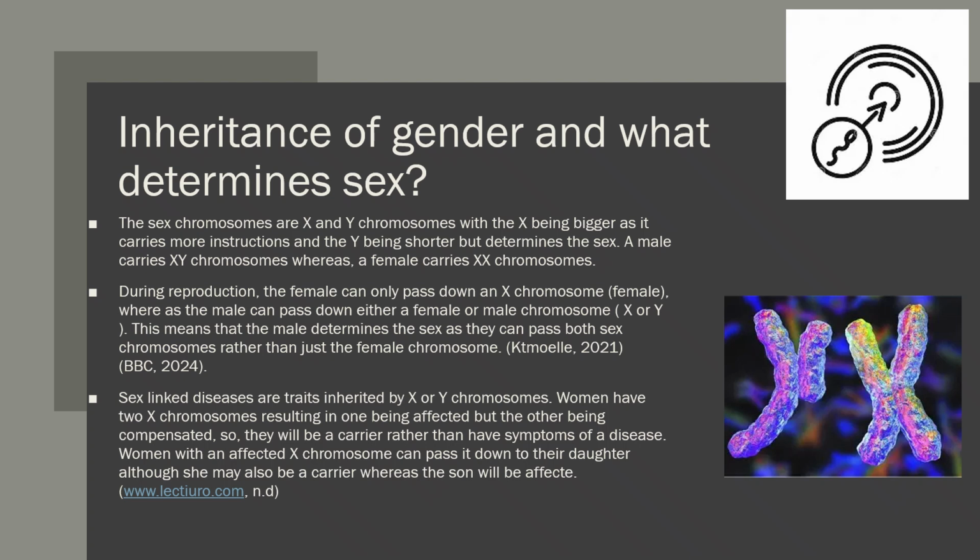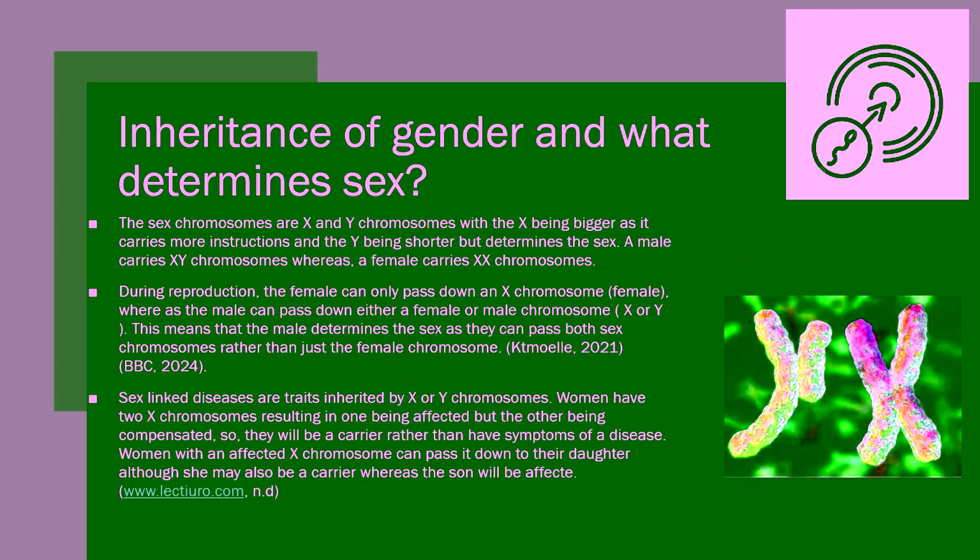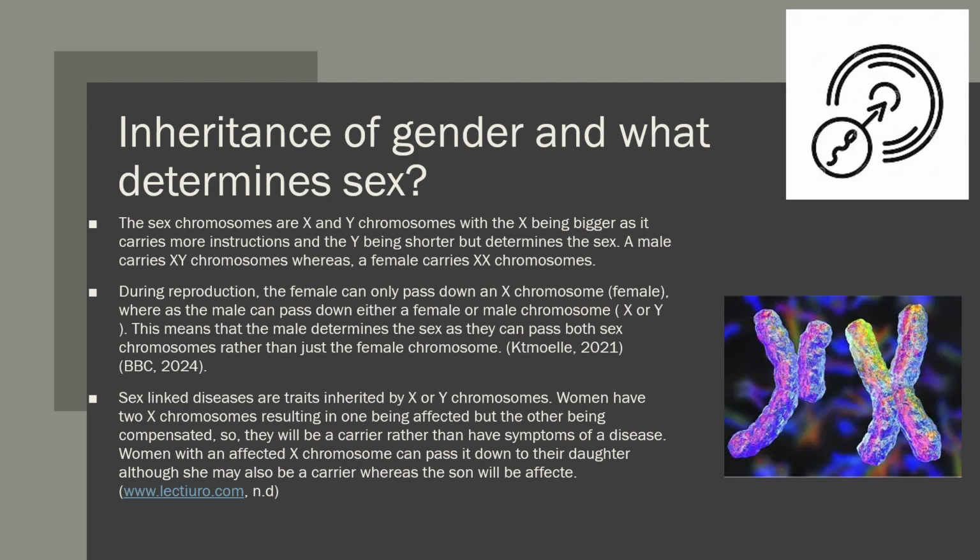Sex-linked diseases are traits inherited by X or Y chromosomes. Men are more likely to be affected by this and will express symptoms. This is because they have one X chromosome and only one copy of the disease allele. Because women have 2 X chromosomes, if one is affected, the other one is being compensated, so they will be a carrier rather than have symptoms of the disease. Women with an infected X chromosome can pass it down to their daughter, although she will also be a carrier, whereas the son will be infected and experience symptoms.